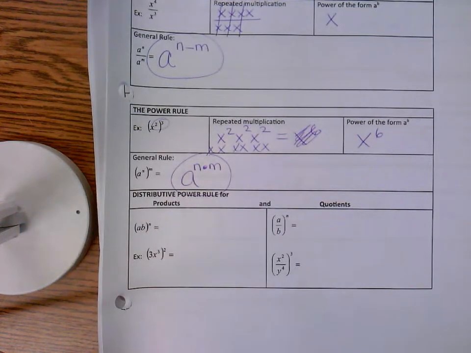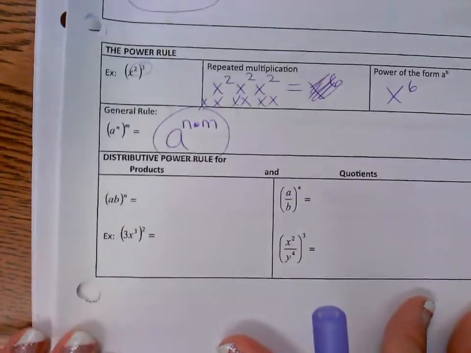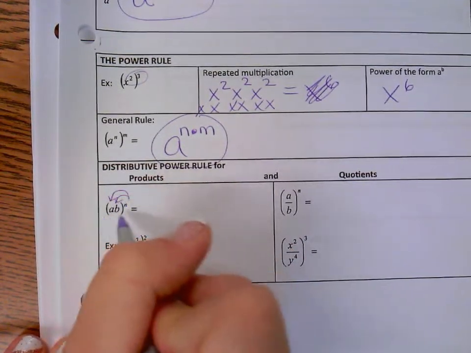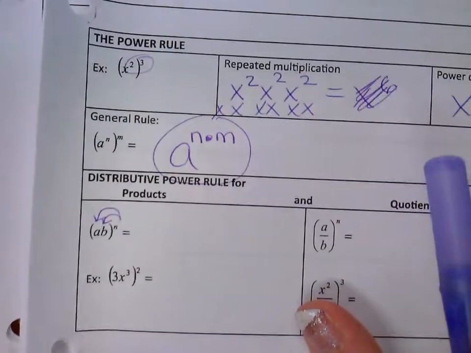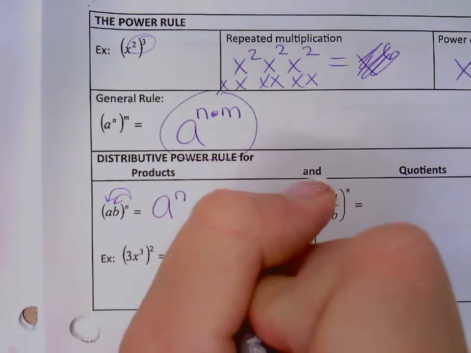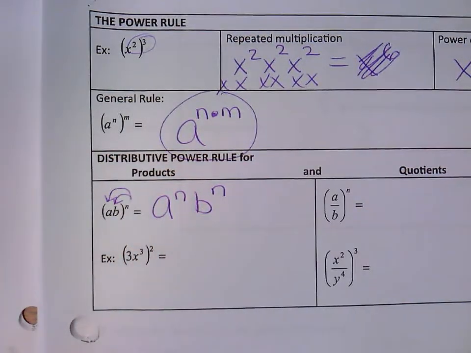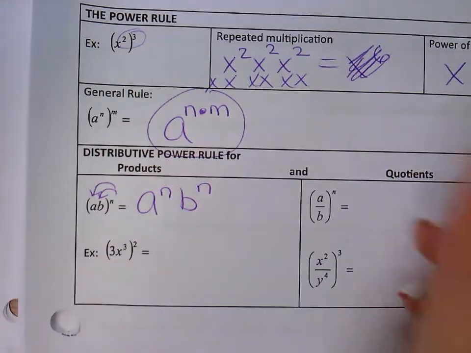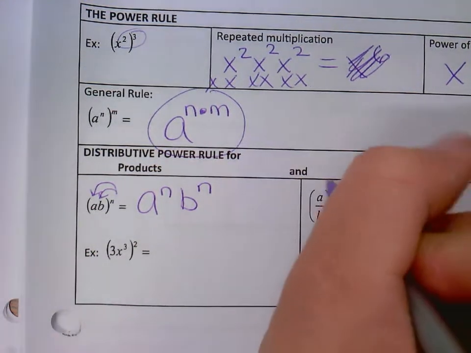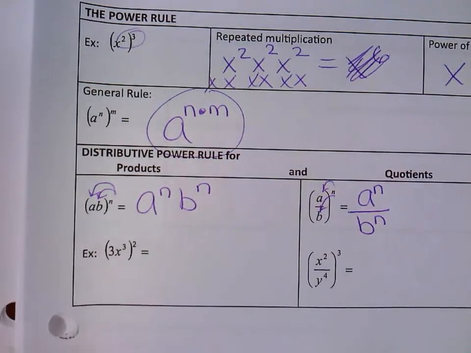And then the last one on this page is the distributive rule, which just means if you see a parenthesis, you have to distribute it to every single thing inside the parenthesis. So you actually are going to distribute to both of the bases, even if there's no exponent there. So this is actually a to the nth power, b to the nth power. Just like over here, you would have a to the nth power over b to the nth power. So it gets distributed to every single thing inside the parenthesis.